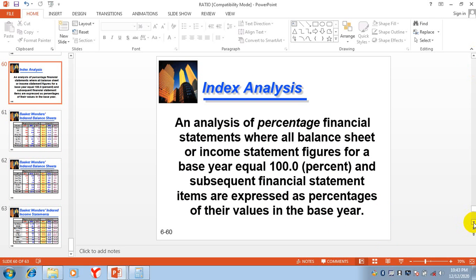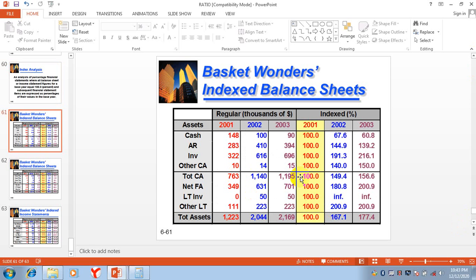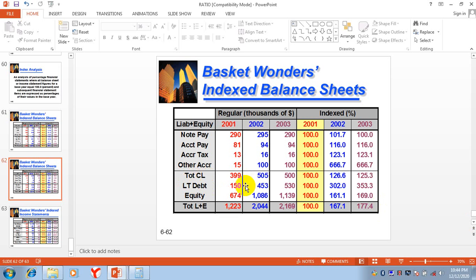So we discussed index analysis, that it is a percentage financial statement in which one year's data will be equal to 100%, and the subsequent data will be converted on the base of this base year. And then we discussed how to analyze it, in which there is an increase of current assets, an increase in fixed assets, an increase in investment, an increase in total assets. The increase in total assets is because of long-term debt. We took too much debt, so because of this increase in debt, our total assets increased.